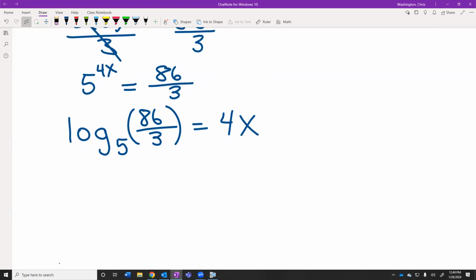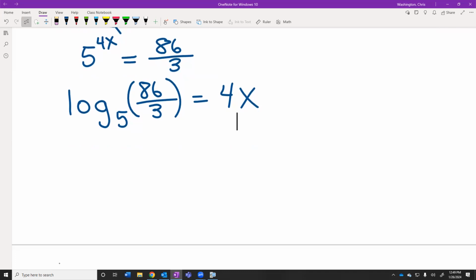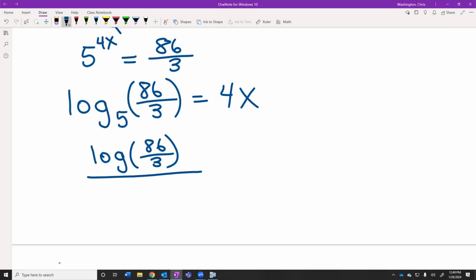So how would I type the left side in the calculator? I'm just going to write that out. You don't have to write it out on your paper, but I'm just going to write it out so we can see what it would look like. We get log 86 over 3 on top, and we get log 5 in the denominator. We have to do that because we cannot type the base of 5 in most of your calculators. There are calculators out there that will allow us to do that, but the ones that most of you have do not. And now we can divide by 4 on both sides.